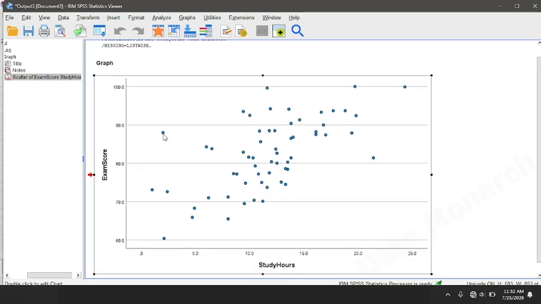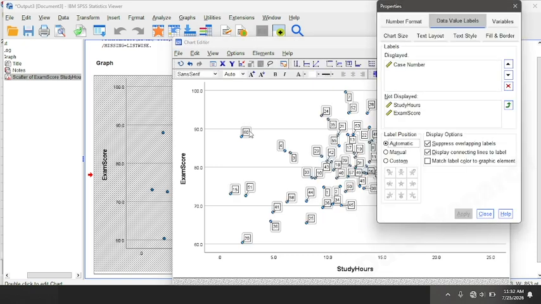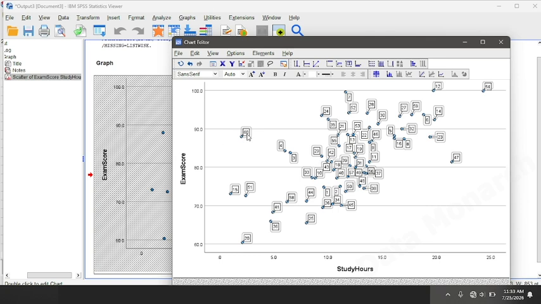Now look closely near the bottom left. See this one point. That's student number 60. They only studied 2 hours a week but still scored an 88. That's a mild outlier.